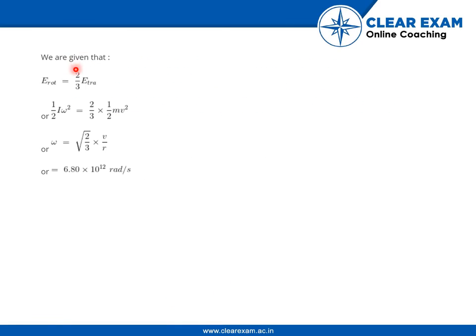So we are given that E_rot equals 2/3 E_trans. So eventually, putting all these values, we get the value of 6.8 × 10^12 rad per second.